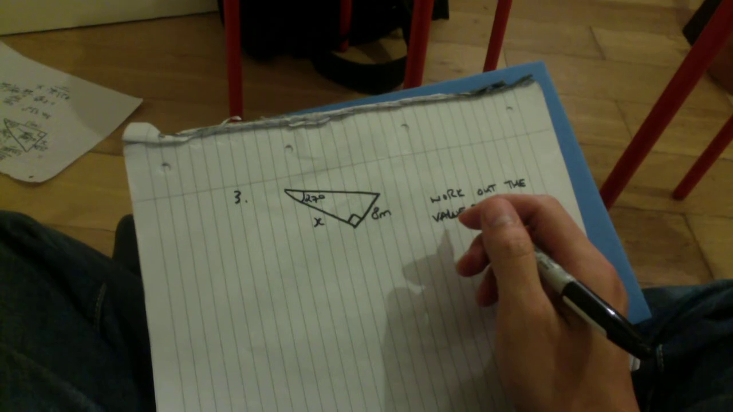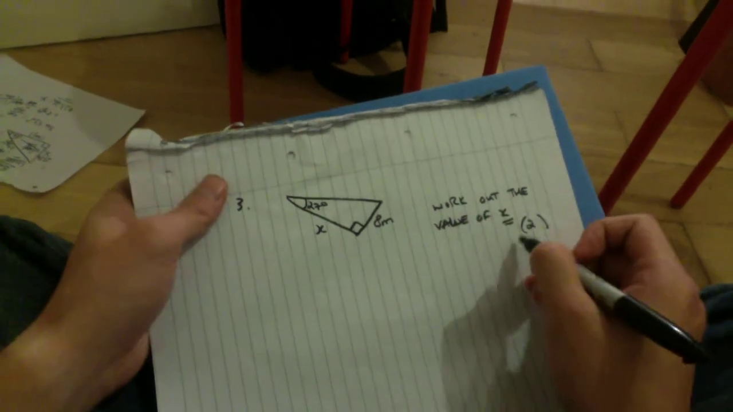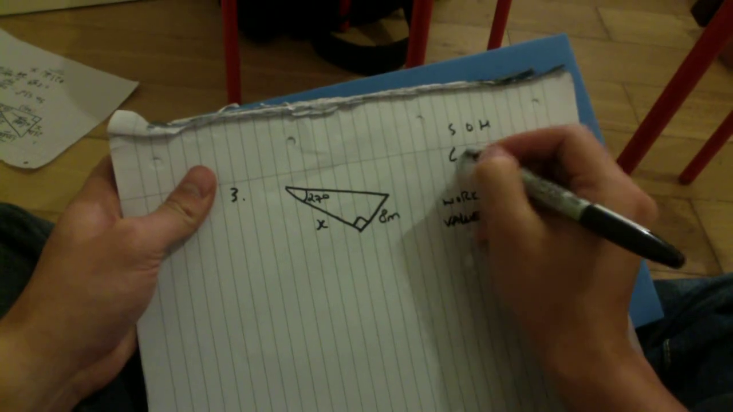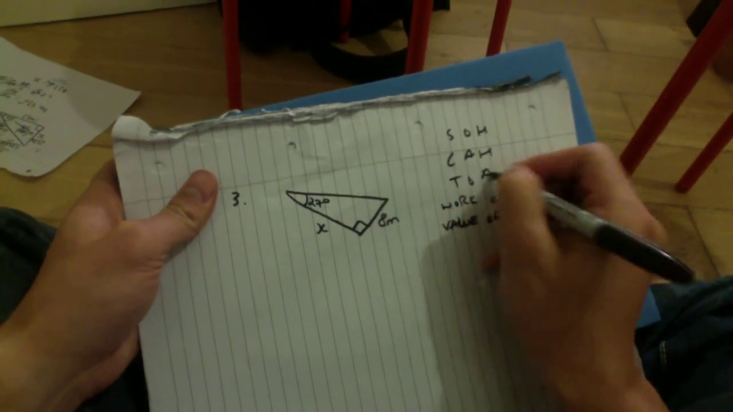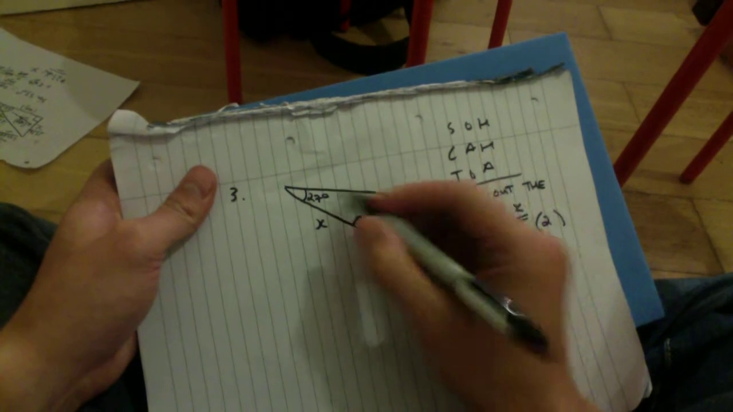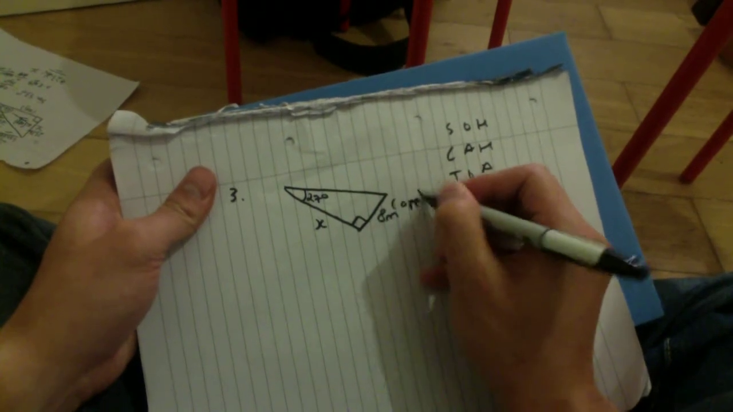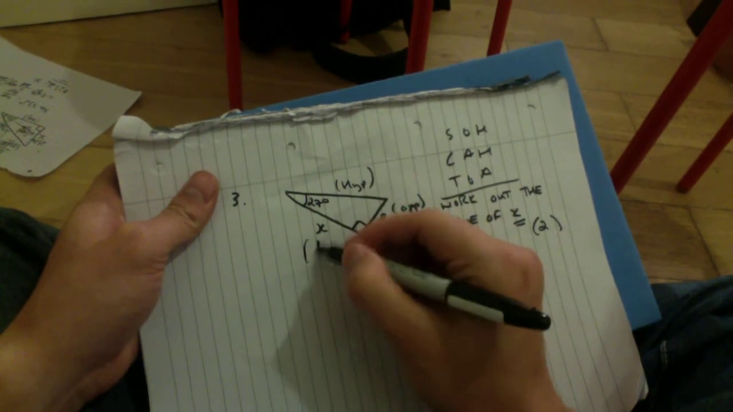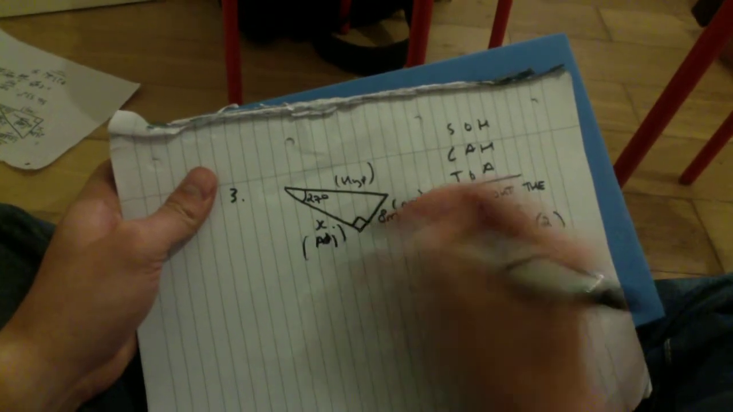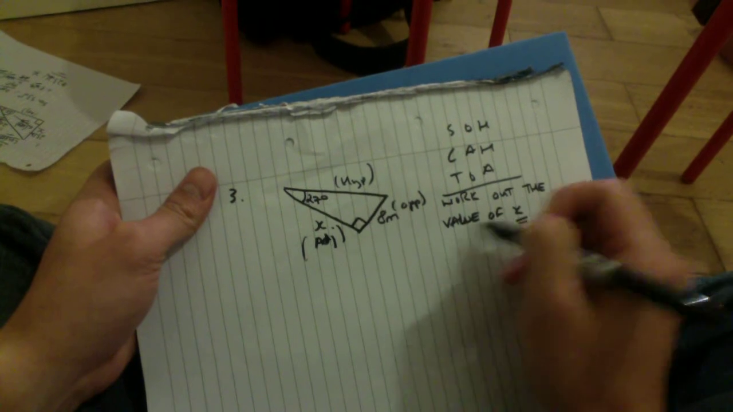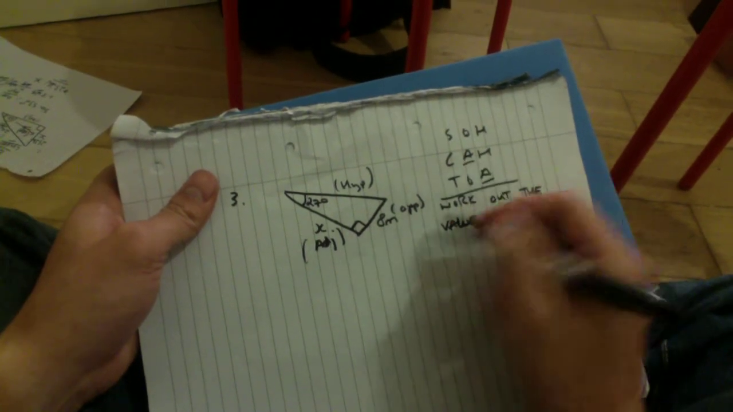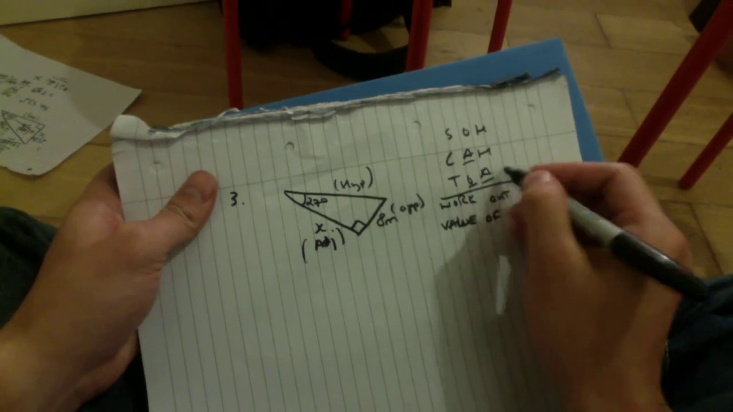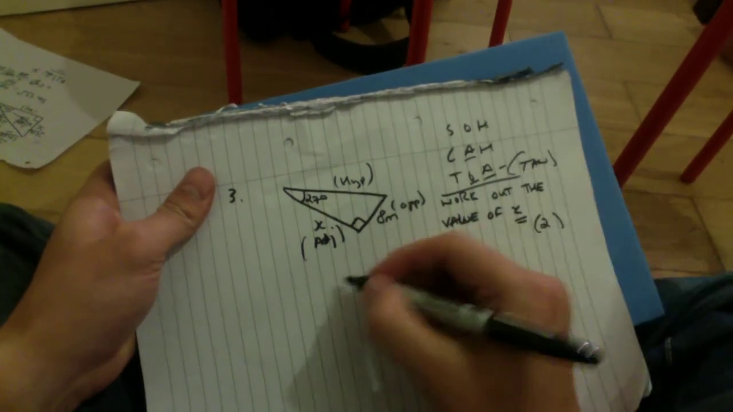Alright, question 3. Work out the value of x. Alright, let's do our thing. So let's put SOH CAH TOA again. That's the opposite, because it's the opposite of the angle. This is the hypotenuse, because it's the longest side of the triangle, and this is the adjacent. So we're trying to work out x, which is the adjacent, which is either going to be that one or that one. And we've got the value of the opposite, which means it's going to be tan.